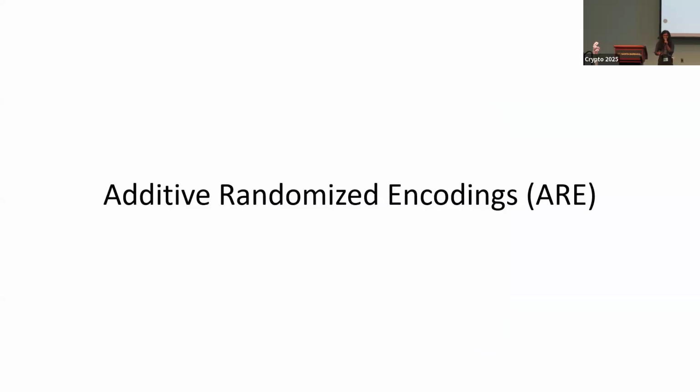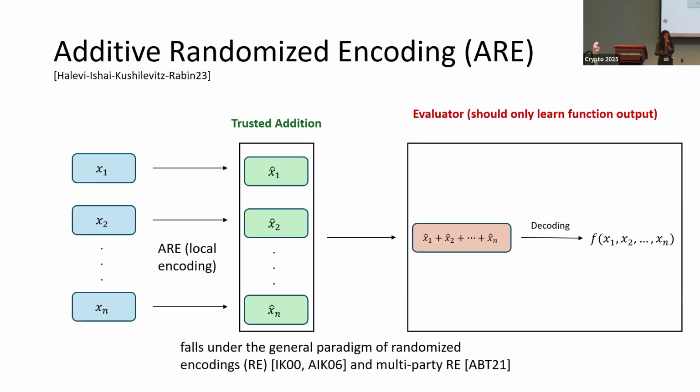The way we do this is by constructing something called additive randomized encodings, which were introduced by Yuval Ishai, Eyal Kushilevitz, and Tal Rabin. In additive randomized encoding, we have n parties. They locally encode their input, and we have a trusted addition. Then the addition of the encodings is sent to an untrusted evaluator who is only allowed to learn the function output. This falls under the general paradigm of randomized encodings.